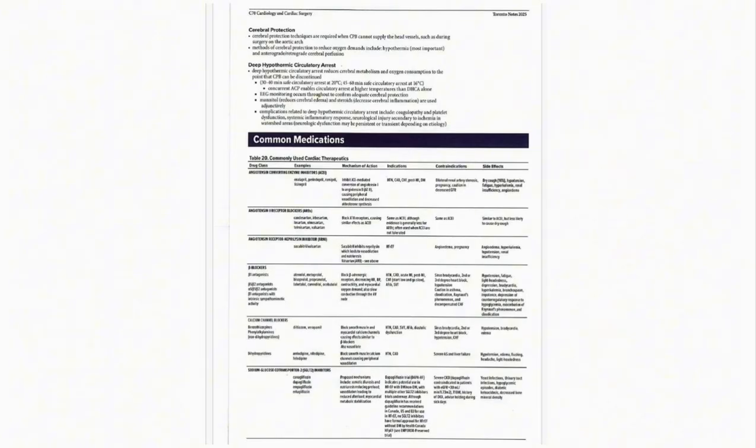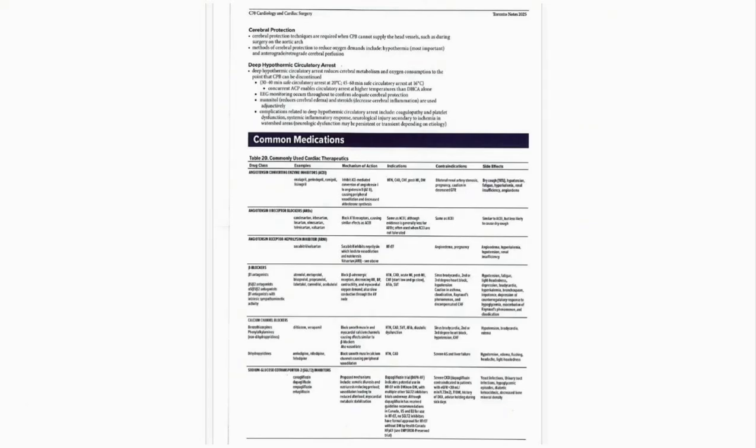Angiotensin converting enzyme inhibitors, or ACE inhibitors. Examples include enalapril, perindopril, ramipril, lisinopril. ACE inhibitors block the conversion of angiotensin 1 to angiotensin 2, resulting in peripheral vasodilation, reduced aldosterone secretion, lower blood pressure, and reduced cardiac workload.